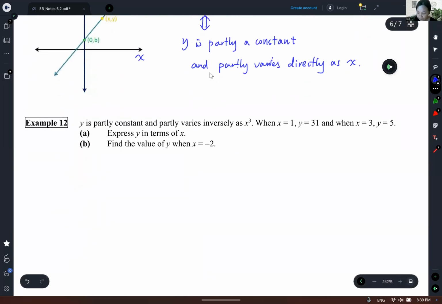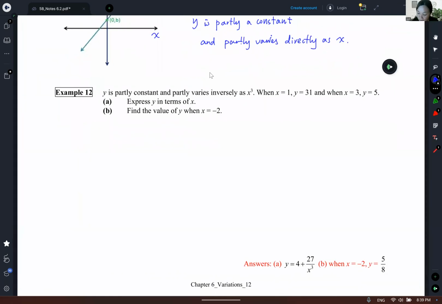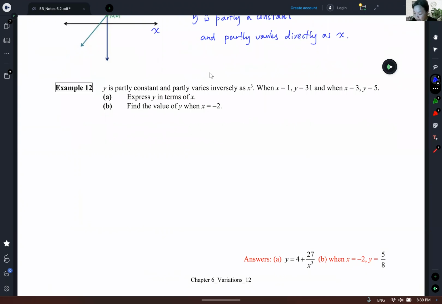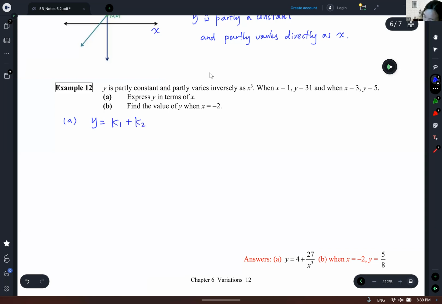Example 12. So y is partly a constant and partly varies inversely as x cubed. And we have two sets of values, and that will provide enough information for us to find the constants. So because y is partly a constant, partly varies inversely as x cubed. Sorry, I'm going to write.